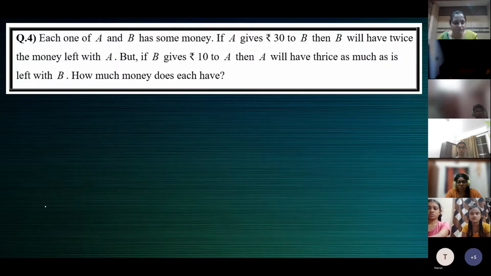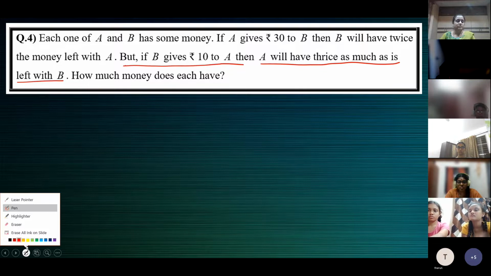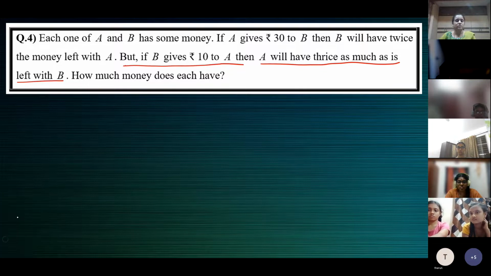But if B gives, read the question ahead. But if B gives 10 to A, then A will have thrice as much as is left with B. Okay. So again, X and Y. Forget now the first case where A gives 30 to B. That's over. Now start afresh.